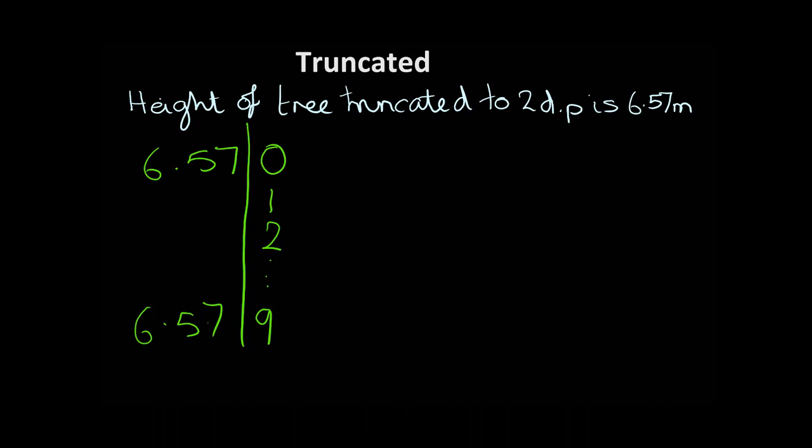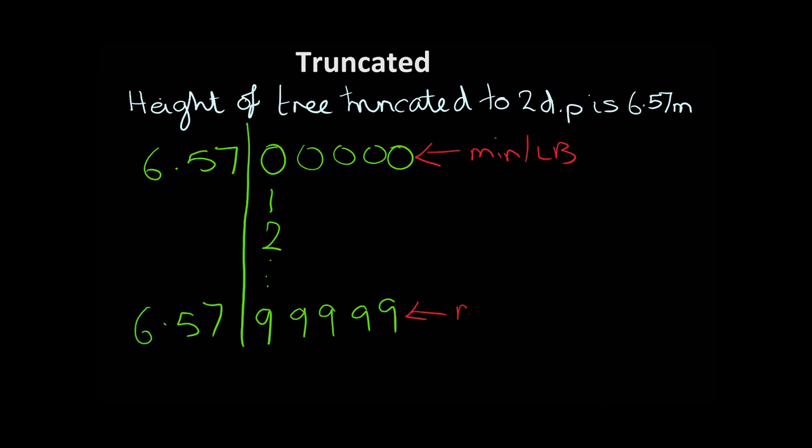So it could have been anything, as I say, from 6.57 with a whole bunch of zeros. That would be the smallest it could have been. The largest it could have been is down here, 6.57 with 9s going on forever. So now our minimum or lower bound is here, and our maximum or upper bound is here.